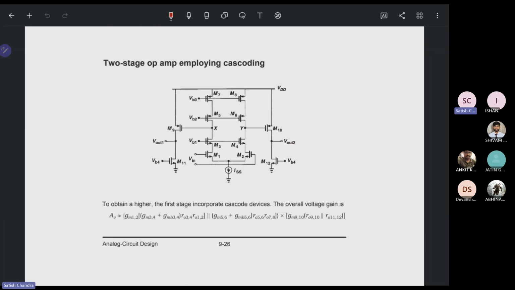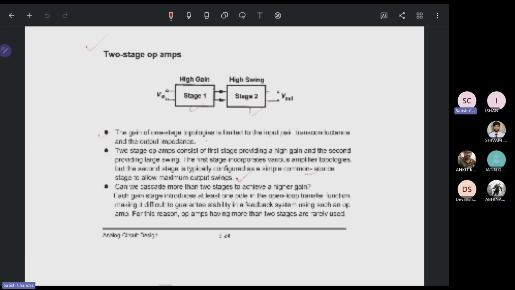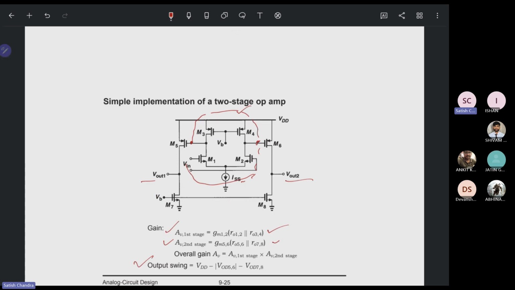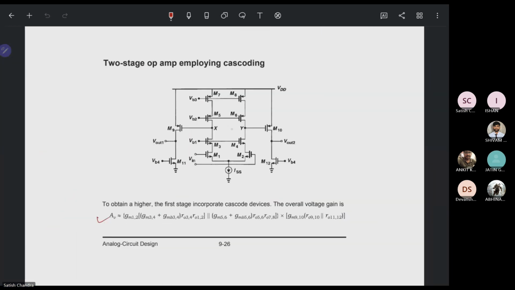Two-stage op-amp employing cascode to obtain a higher gain, the first stage incorporates cascode devices. The overall voltage gain becomes like this one. We have already seen the previous case, and now we are saying that we are cascoding it. Here we are basically cascoding, and in that case the overall voltage gain becomes this one. Cascoding we have already seen in the previous slides.